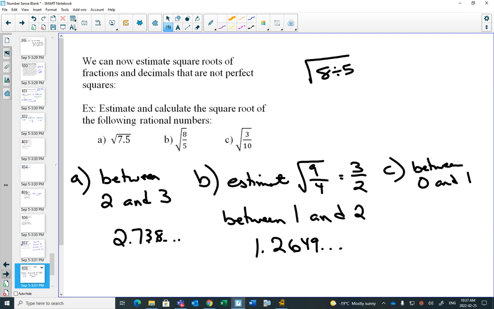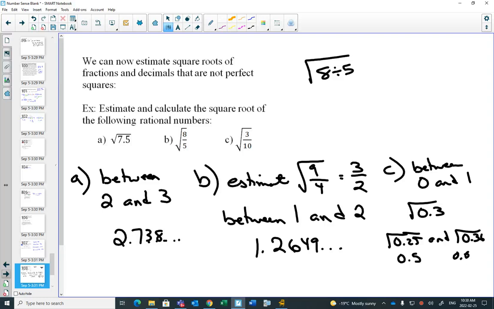If I wanted to get even fancier with my estimates, I know that this is in between 0.25 and 0.36. And the square root of 0.25 is 0.5, and the square root of 0.36 is 0.6. So as an even better estimate, I know that the square root of 0.3 will be 0.5 something.